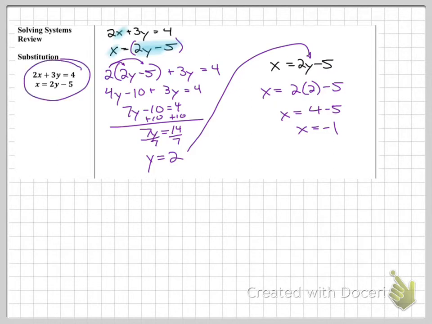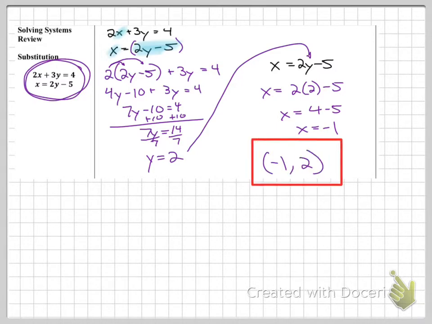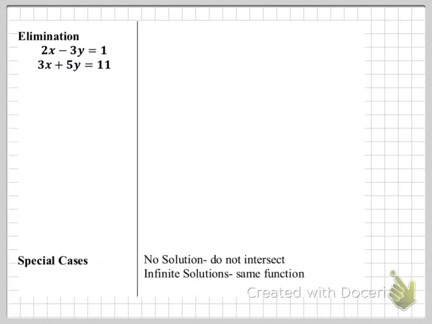We are solving systems. Notice the question was 2 lines. 2 lines cross at a point. Make sure you write your final answer as a point alphabetically, x comma y. We are solving for the point of intersection. So hopefully that looked familiar. That was a review of substitution.